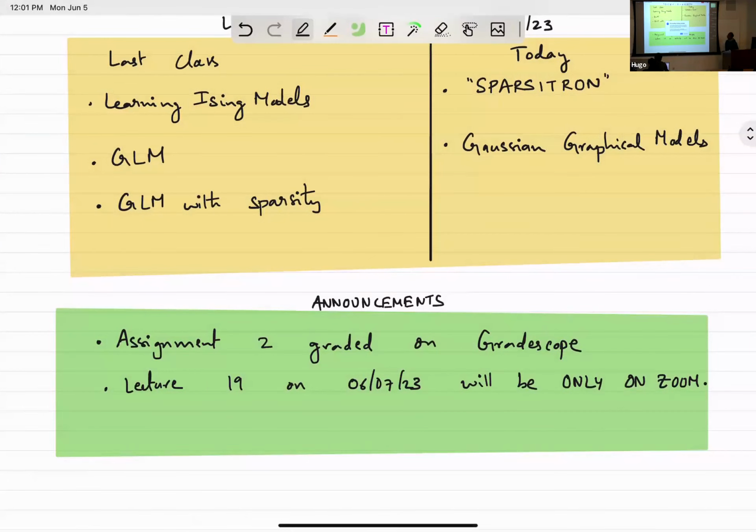Okay, so last class we talked about Ising models and we saw several properties of Ising models. And the most important one was that for Ising models, the conditional distribution has a very nice simple formula. Right? You have an unsupervised learning problem, you're getting samples. Each sample has D features, and we had to learn the underlying graph.